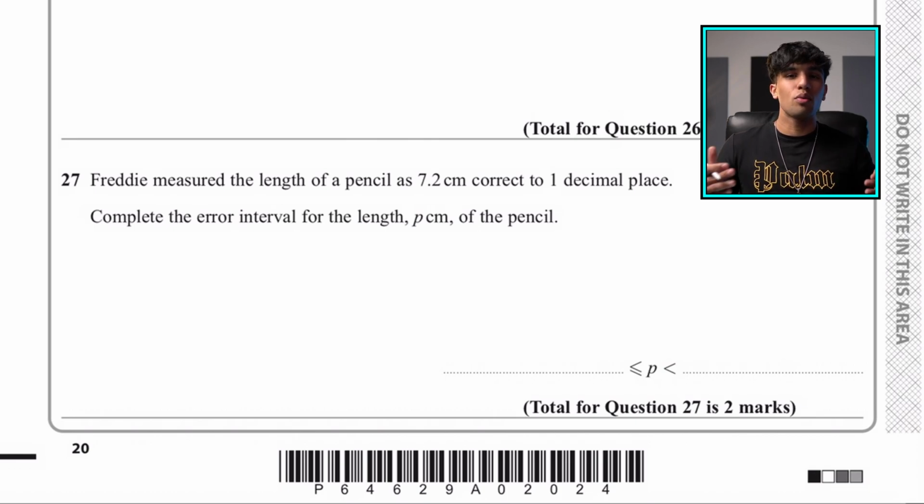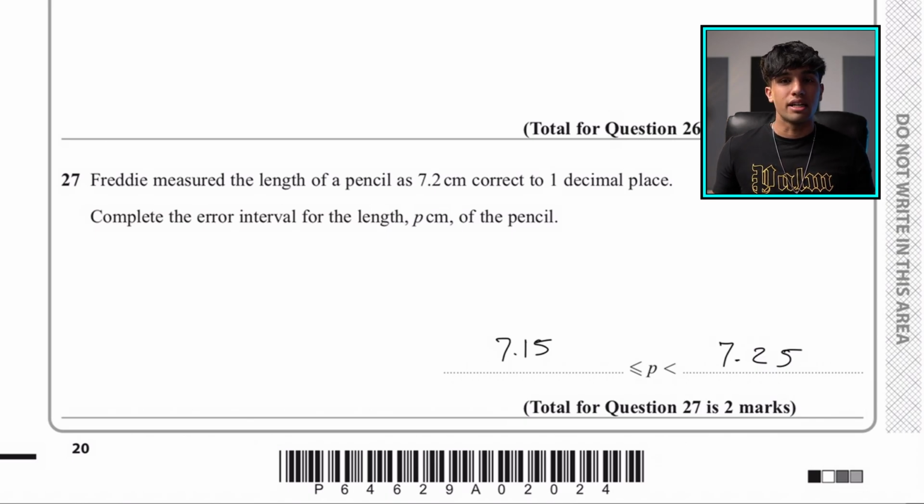So we need the lowest number that can round to get 7.2. In this case, that'll be 7.15. And for the upper bound, it'll be 7.25. So you can see the difference between our intervals is 0.1, which is 1 decimal place.